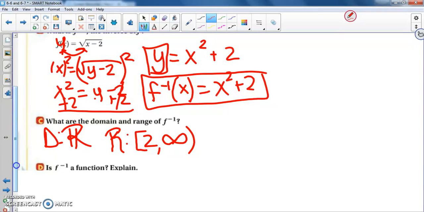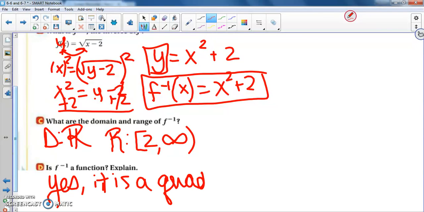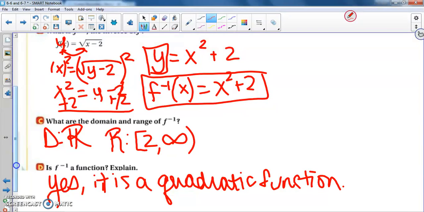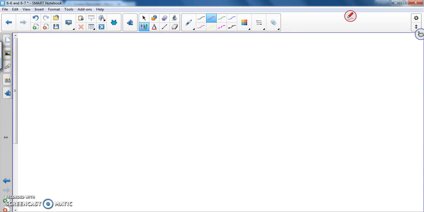Is the inverse of f a function? Yes, it is a quadratic function, because for every input, we have exactly one output. And that's it.